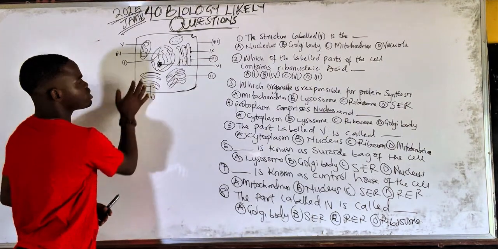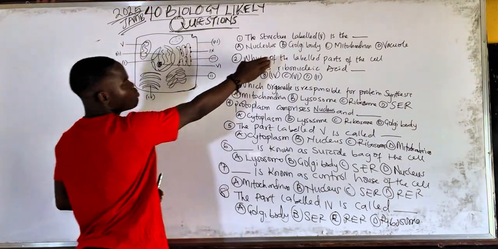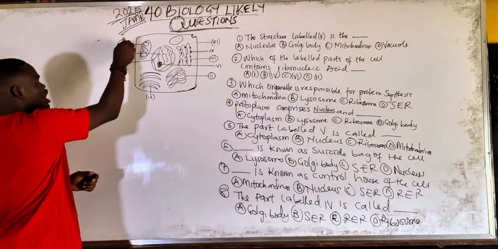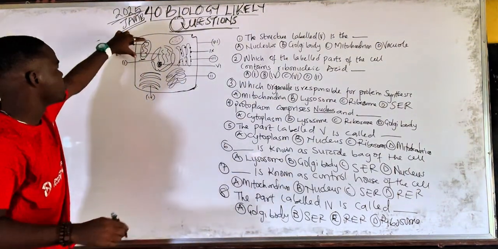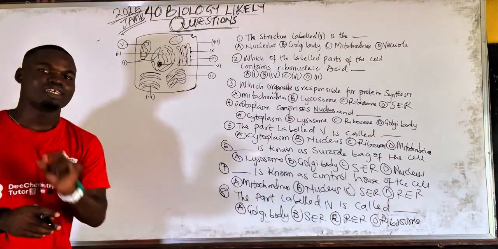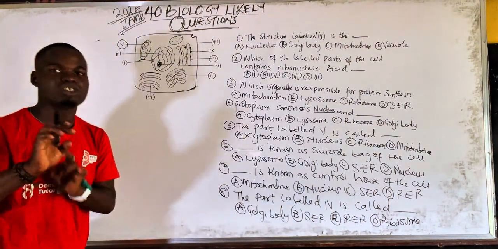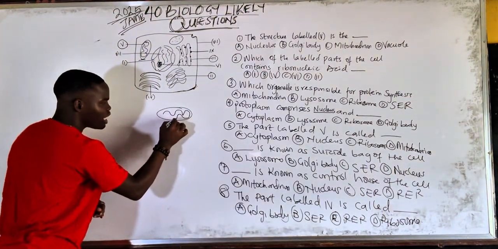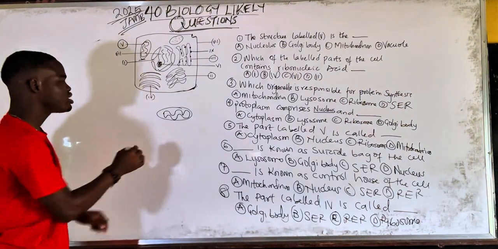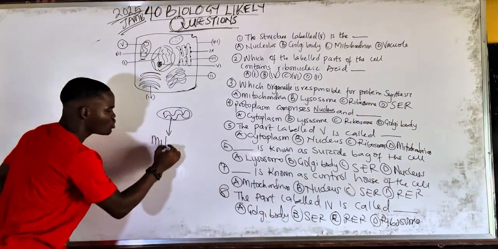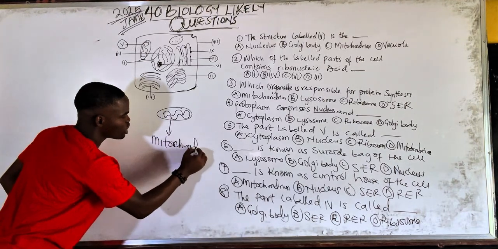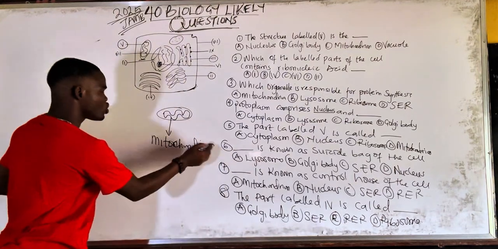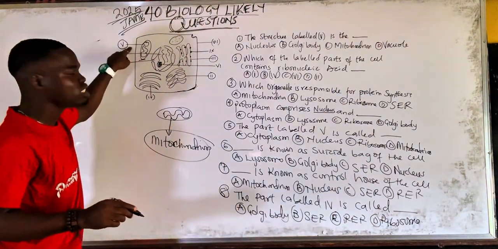So if you have something like this, and you are asked, the structure labeled 5 is the dash. Where is 5? This is the structure 5, okay? Which means it's these organelles here. Now, one of the ways to note organelles is that they have special features to denote them. So when you see something like this, and you see that sausage-like structure in between, then you know that this organelle is the mitochondrion. Mitochondrion as the singular, the mitochondria as the plural.